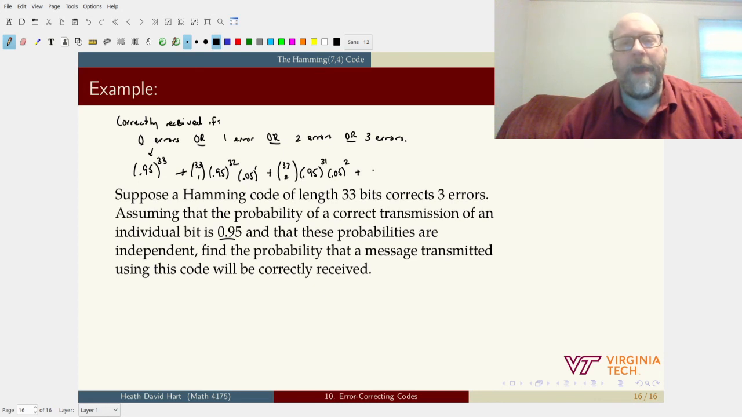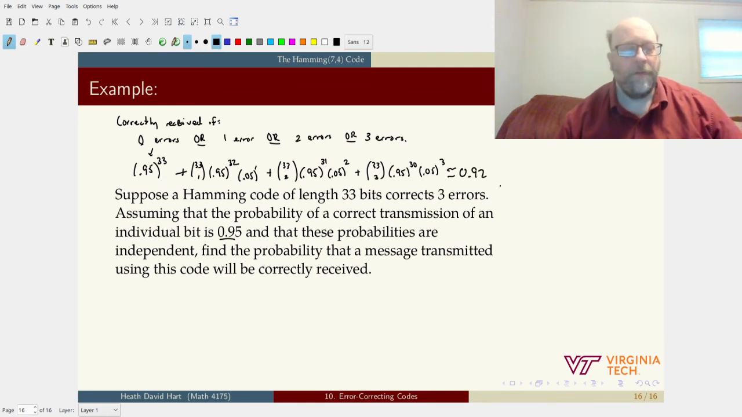And then you can see the pattern here. 3 errors will be 33 choose 3 for the bad errors. The good bits show up with a probability of 0.95, and the bad bits show up with a probability of 0.05. I don't need a 0 there. There you go. Cute. If you work this out, it is approximately 92%.